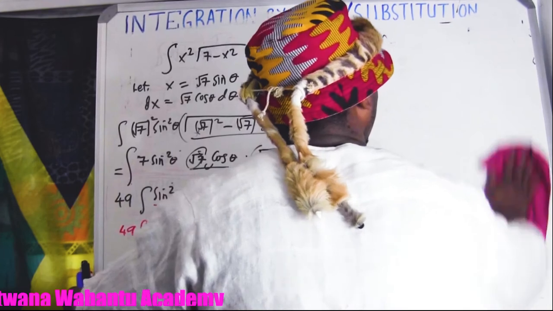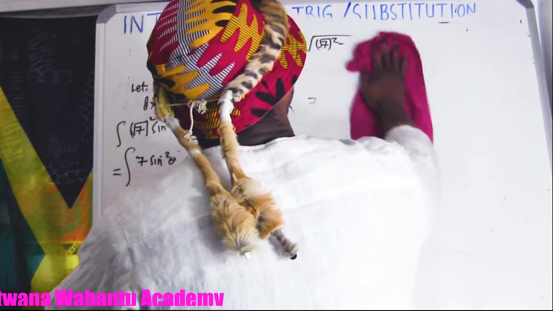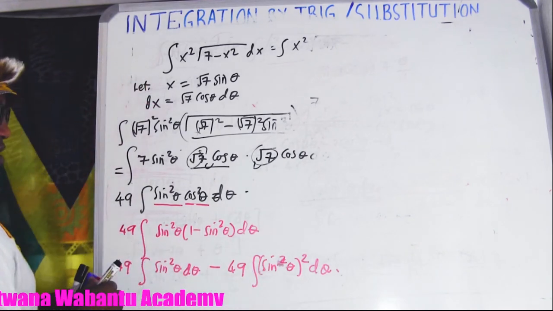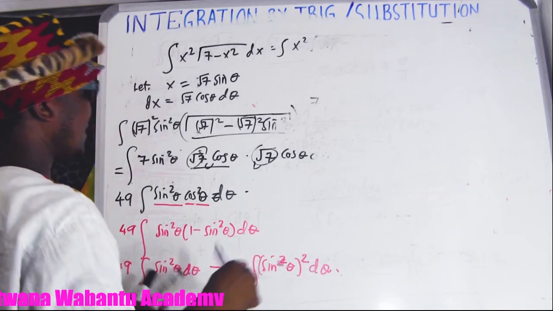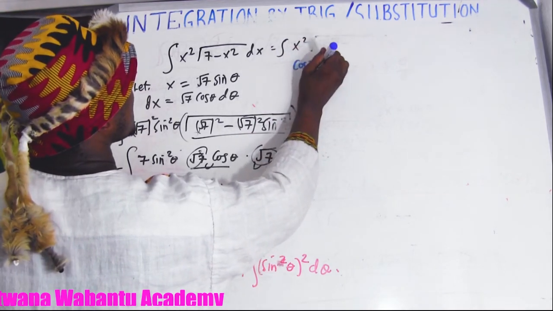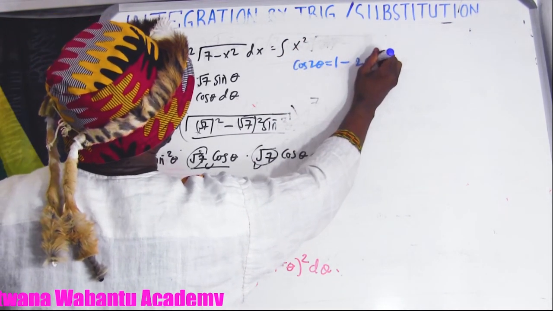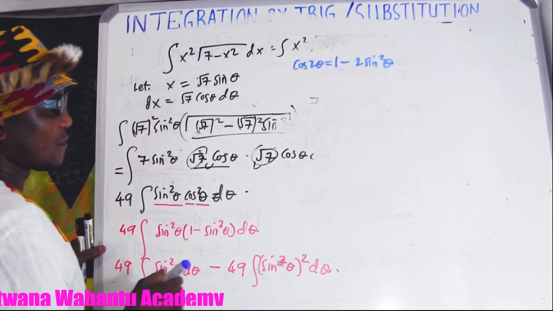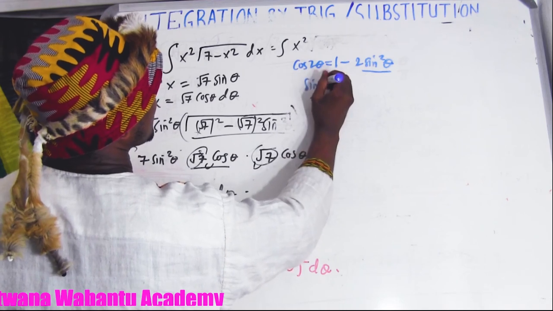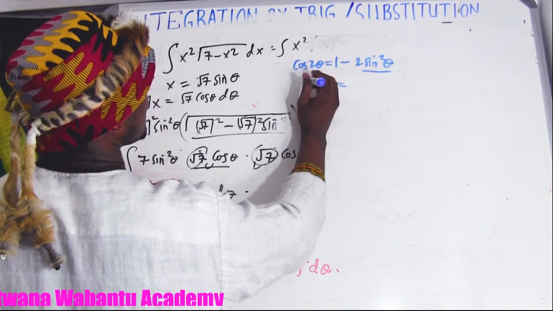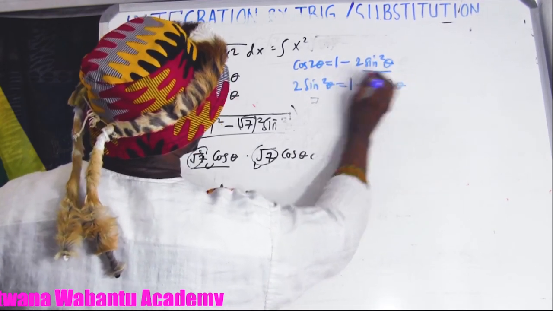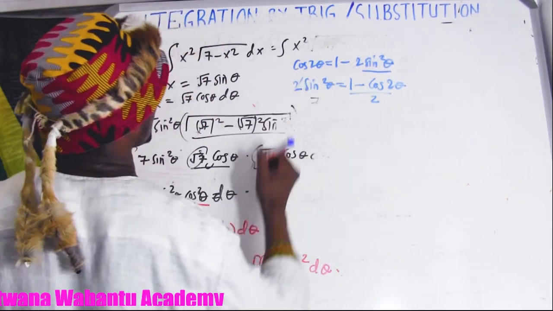Very good question. Okay, so from the trig identity, we know cos of double angle equals 1 minus 2 sine square. So if I want to get sine square alone, this is going to come here, so sine square equals, because there's a 2 here, this is going to go over: 1 minus cos of double angle, divided by 2.